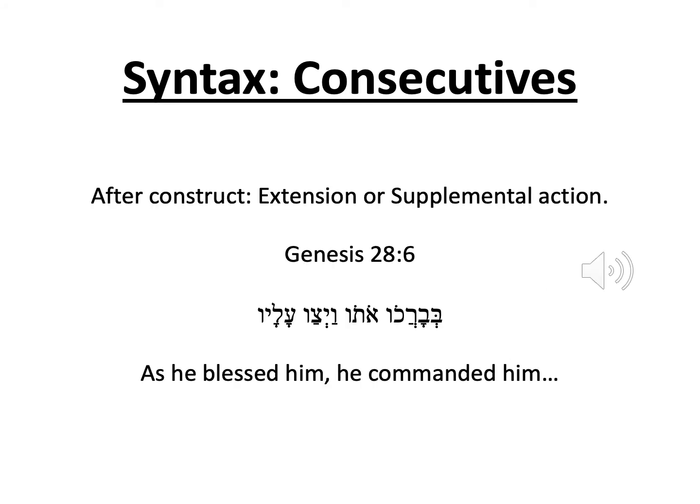Although very similar to the idea of expansion, we also have the vayiktol being used as extension or supplemental action. These are actions that are being done somewhat concurrently, and yet they are logically part of the same action. So here in Genesis 28:6, Isaac is blessing Jacob, but he's also commanding Jacob. The two are part of the same process as he sends Jacob off to Padan Aram. And so we might translate this as "he blessed him, he commanded him," understanding that they are taking place together.